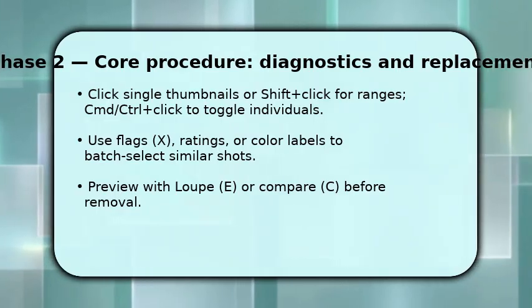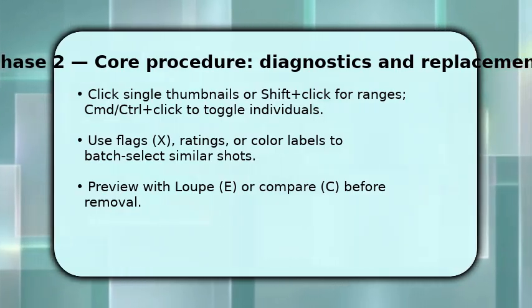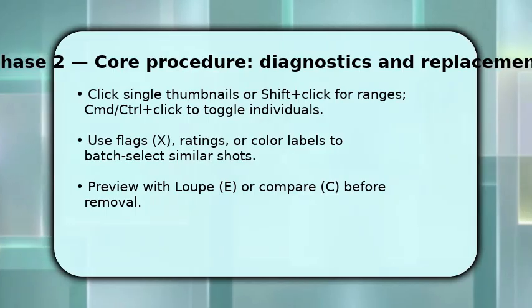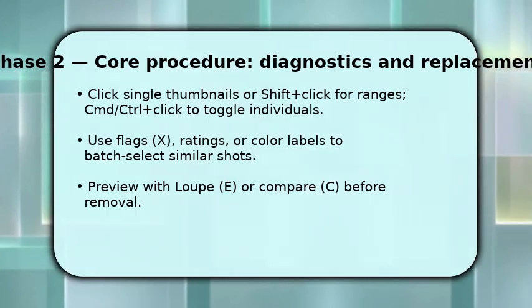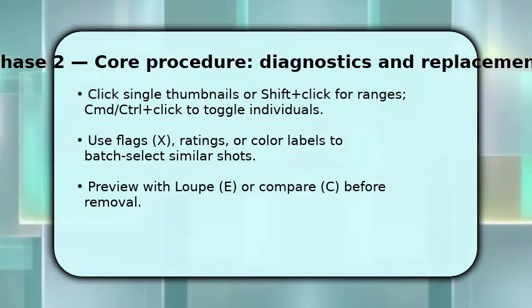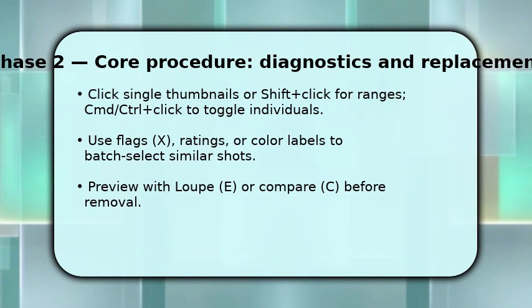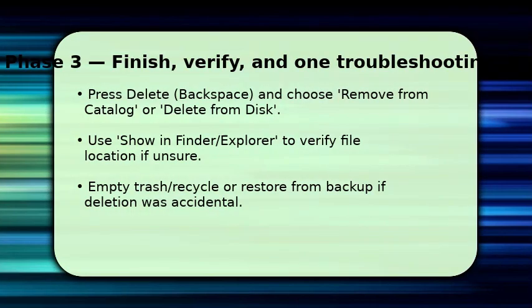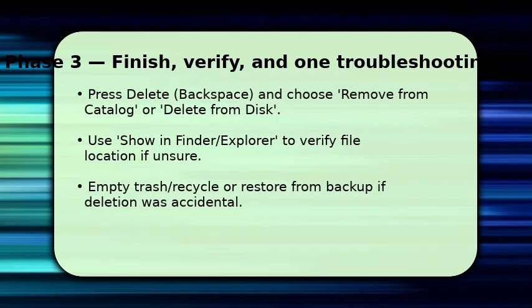Preview with the loop or compare view to verify details and exposure. Transition deliberately once selection is certain. You'll be ready to remove files either from the catalog or from disk. To finish, press Delete. Lightroom will prompt you to either remove photos from the catalog or delete them from disk. Choose Remove from Catalog when you want to keep original files, or Delete from disk to erase them permanently.